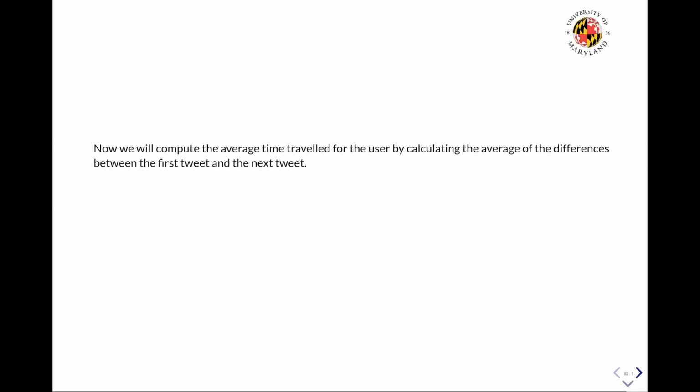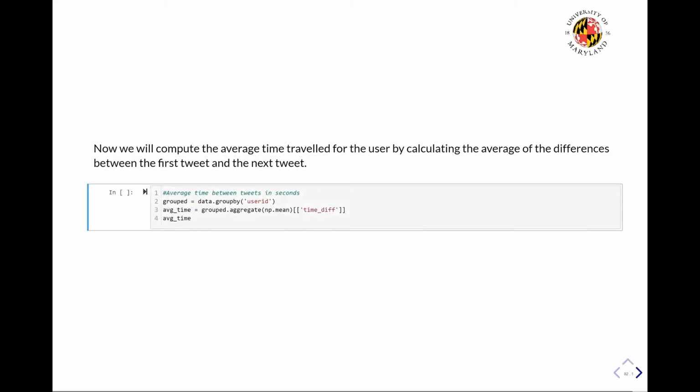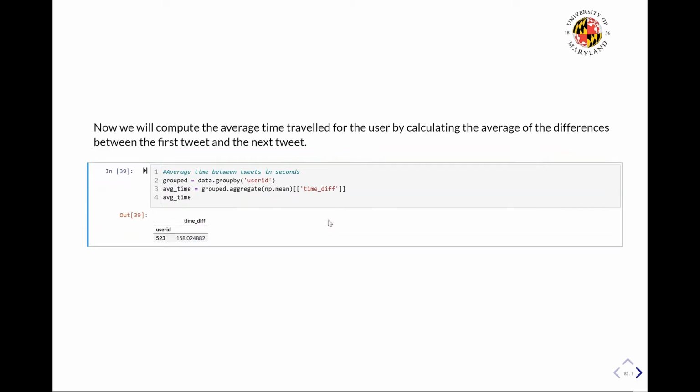Similarly, for the average time, we compute the time difference between every tweet and its previous tweet, and we stored it in the time difference column. Then we compute the average time between the tweets by grouping it by the user ID and using the same mean function on the time difference column. So the user has an average difference of 158 seconds before he tweets again.